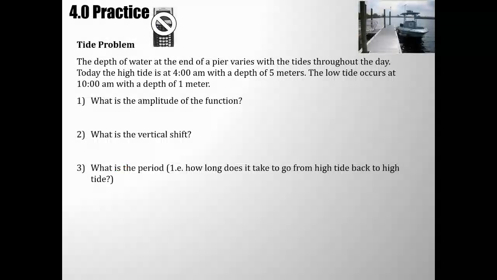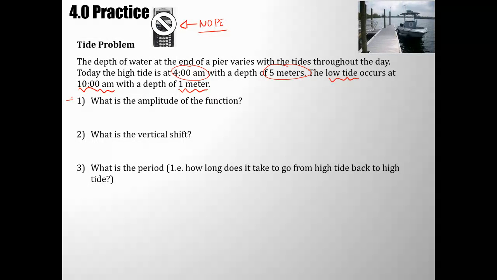So let's get started. Let's start with this example, which if you notice, we're not using a calculator. So the tide, right? That was one of the situations that can be modeled sinusoidally. It follows that trend. So the depth of water at the end of a pier varies with the tide throughout the day. Today, high tide is at 4 a.m. with a depth of 5 meters, and low tide occurs at 10 a.m. at a depth of 1 meter.